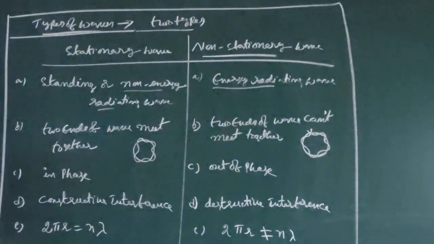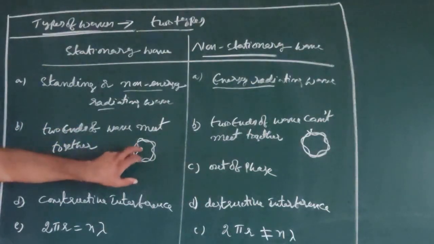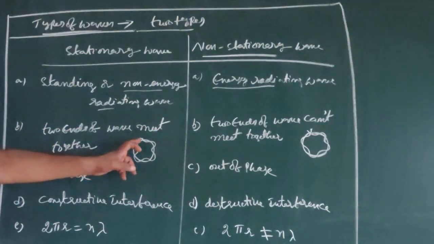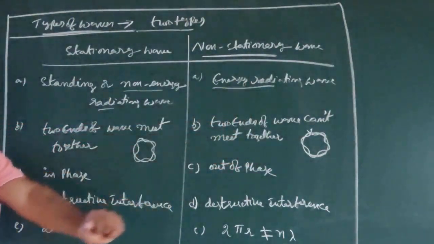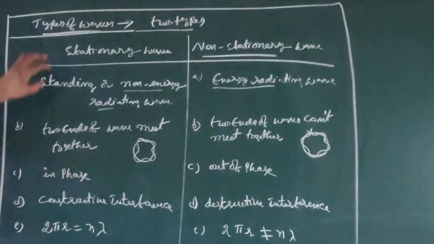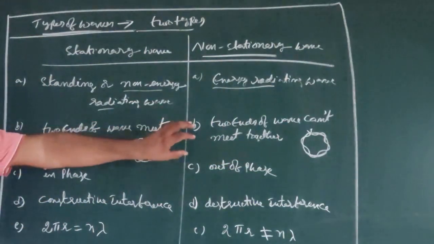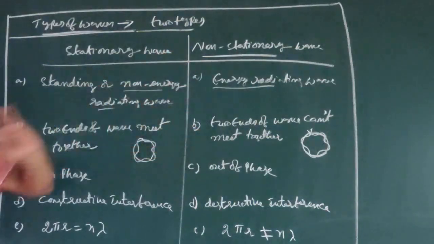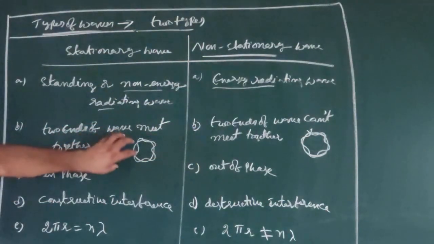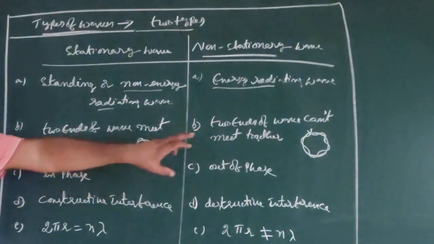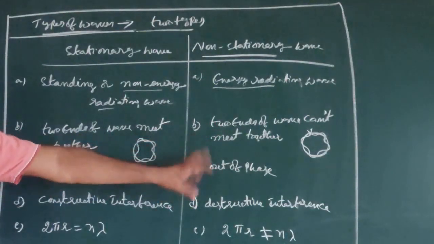If you observe in this diagram, in this wave both the ends of the wave can meet together. In that case, the ends cannot meet together. So the two ends in a stationary wave can meet together. Two ends of a wave in a non-stationary wave cannot meet together. So this wave is said to be in phase. This wave is said to be out of phase.